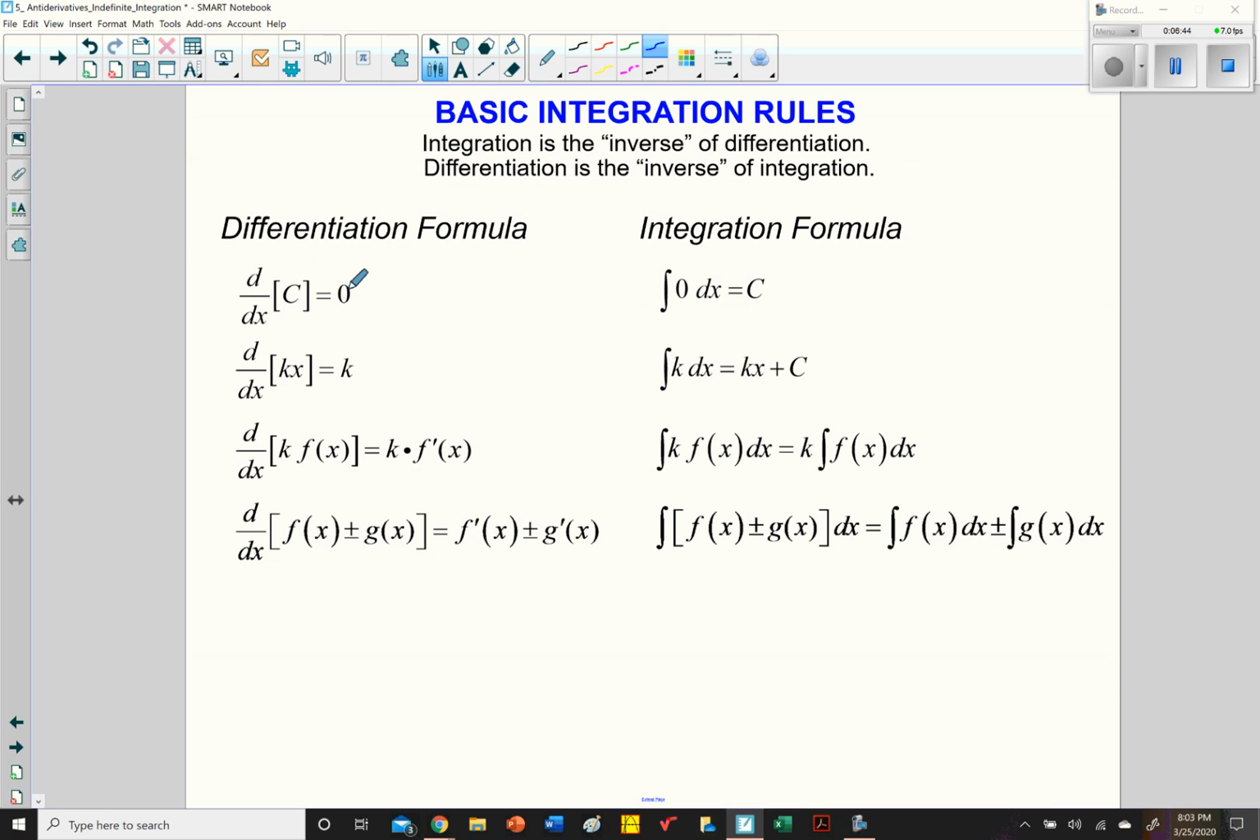And here are our basic rules. If this was the derivative, then the antiderivative is just the constant. If I'm asked to find the derivative of k times x, the derivative is k. The antiderivative of k would be kx plus a constant. And these are just the properties that we know in differential calculus, and we're looking at integral calculus for the inverse operation.